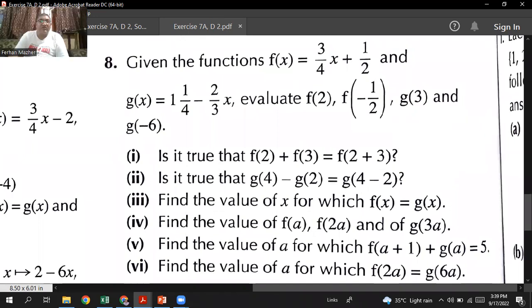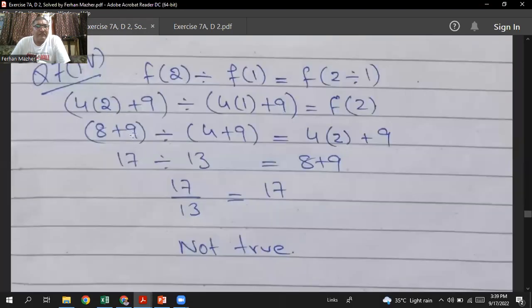The next question is question number 8. It says f of x is equal to 3 by 4 into x plus 1 by 2, and g of x is equal to 1 whole 1 by 4 minus 2 by 3 into x. Evaluate f of 2, f of minus 1 by 2, g of 3, and g of minus 6. Okay, so we can do that very easily.